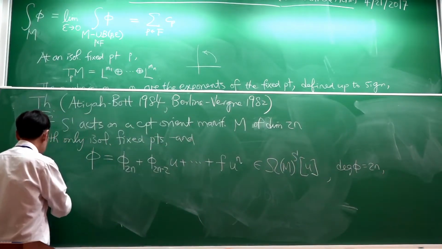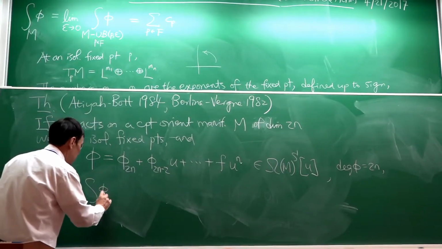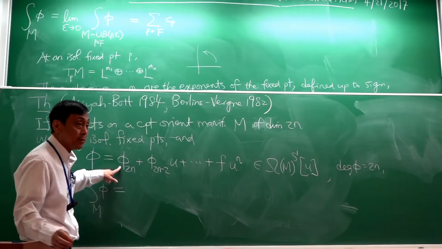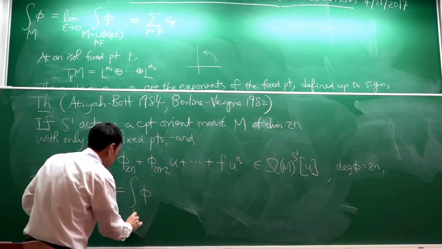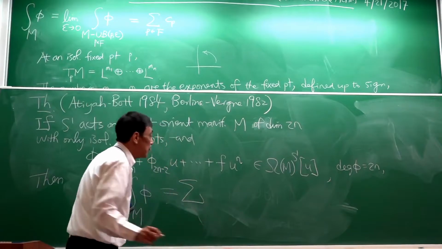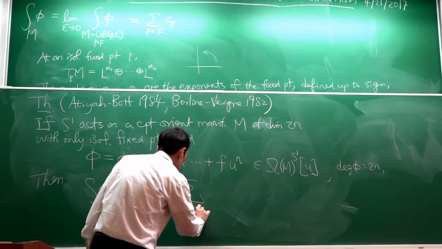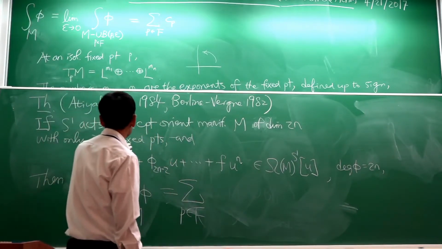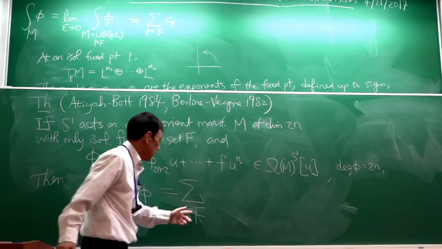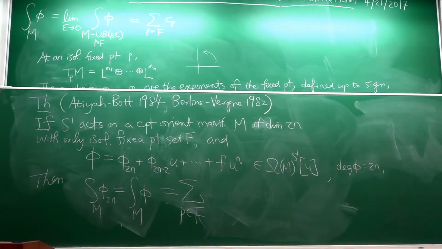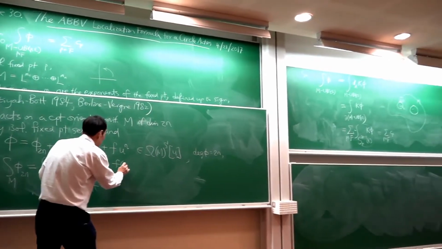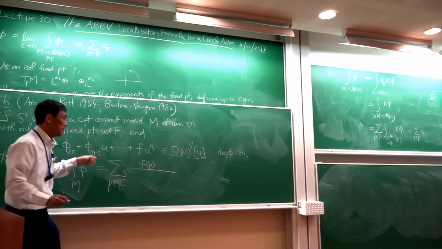Then, okay, the integral of phi, well, it's going to be just the integral of phi 2n, because all the other integrals will be 0. And this will be a sum over the fixed point sets. So it has isolated fixed point set F. And these numbers, they calculated them and they found that it's just f at P over the product of the exponents.